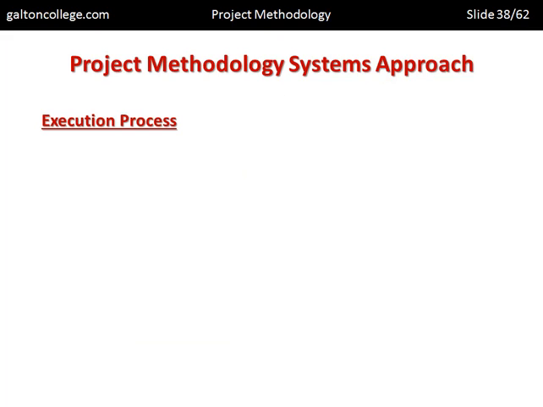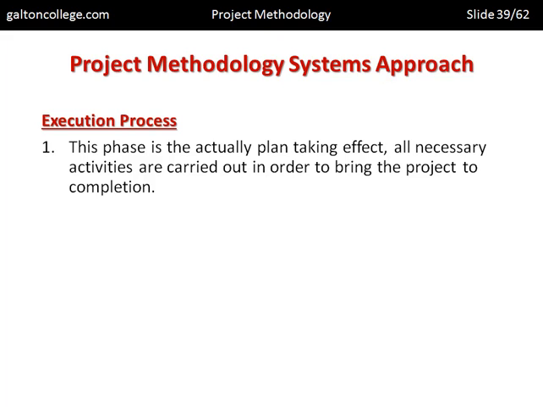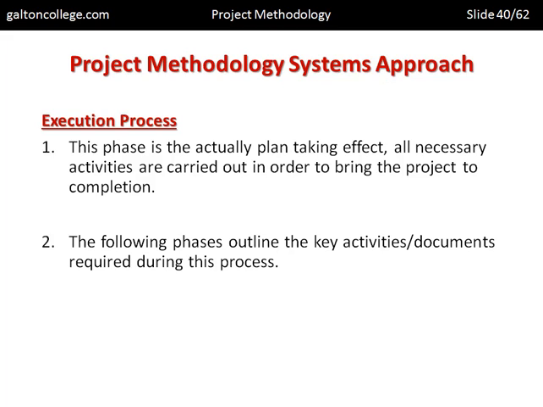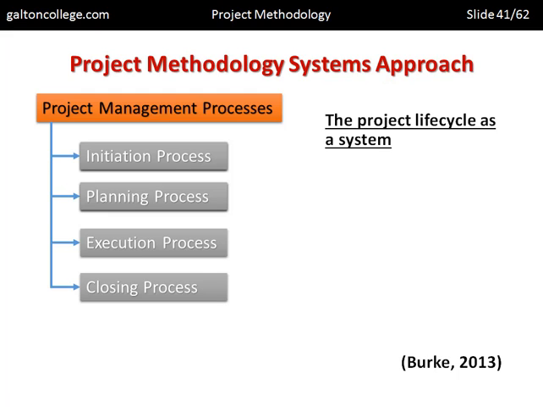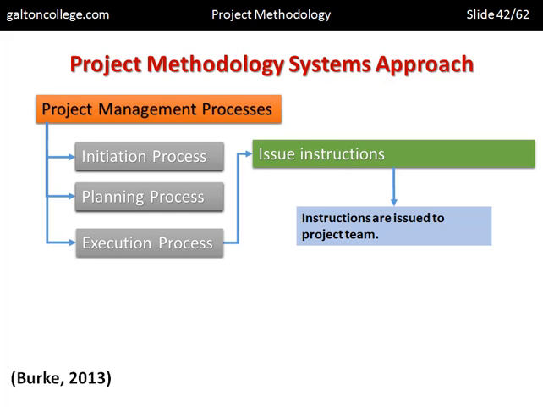Now, the execution process. This phase is the plan taking effect. All necessary activities are carried out in order to bring the project to completion. Now, the following phase outlines the key activities and documents required during this process. So now we'll look at the execution process. Here's our original schema, and now we're down to the execution process. Well, we start here by issue instructions. This is the execution process. This is the one that makes it all happen.